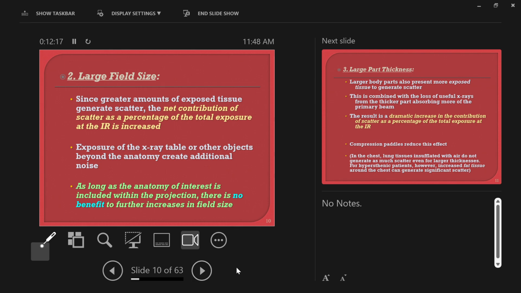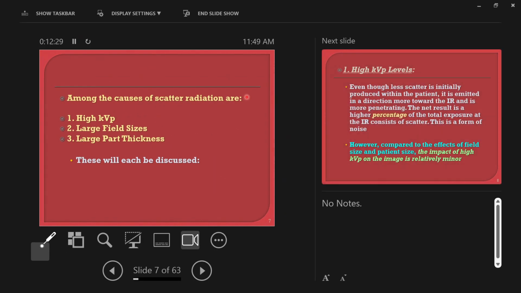And I bet you they're going to get nicer and nicer as more and more equipment comes out, and better alignment, things like that, as nicer equipment comes out. But the limit will still be there. That's the biggest limit. Okay, the third thing that affects scatter radiation is the thickness of the part.